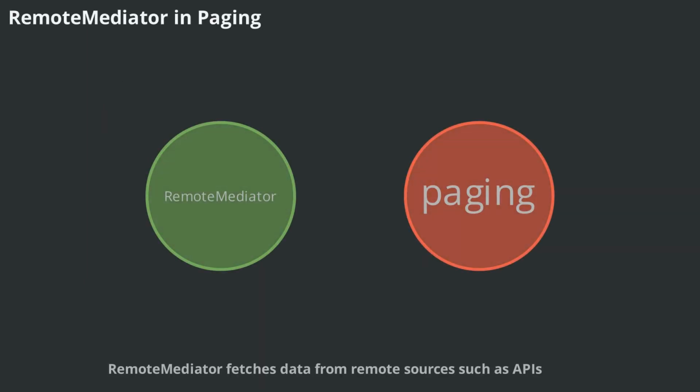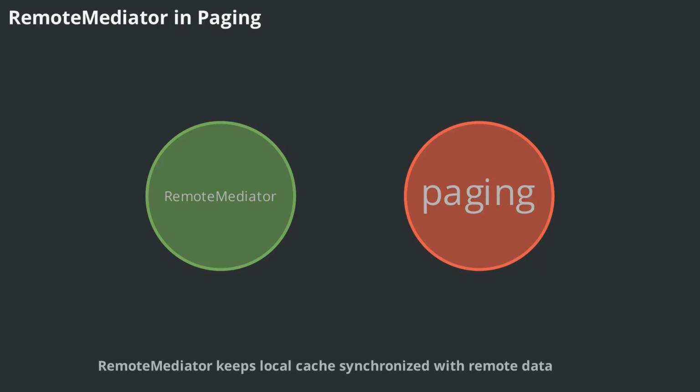Remote Mediator fetches data from remote sources, such as APIs, and stores it in a local database. This enables offline access to previously loaded pages and manages boundary conditions for loading additional data. Remote Mediator keeps local cache synchronized with remote data, handling loading states and errors for a seamless user experience.